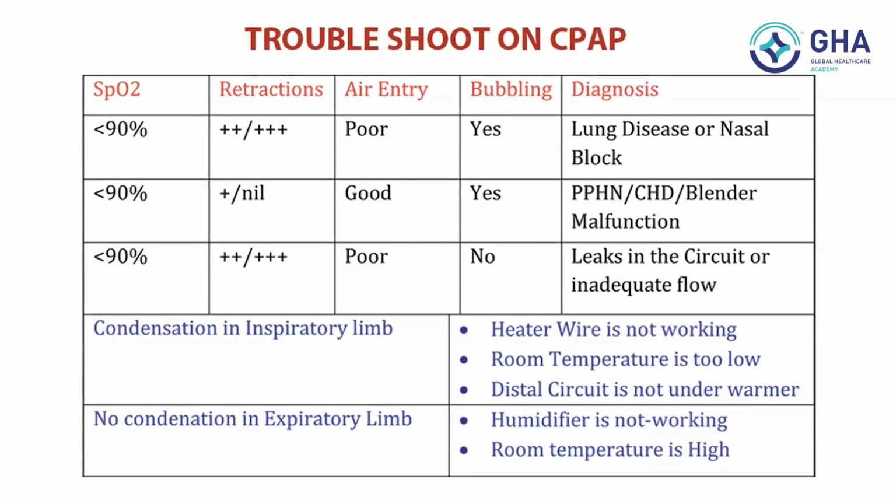If there is no condensation in the expirate limb, you should expect some moisture in the expirate limb. If there is no condensation, that means humidification is not adequate. So maybe there is no water in the bubble chamber or jar or humidifier chamber, or your room temperature is very high. That is why there is no condensation in the expirate limb.